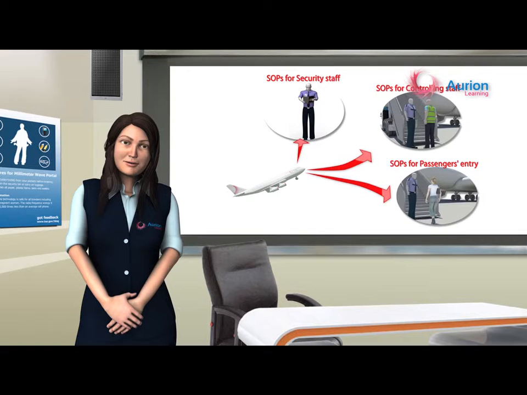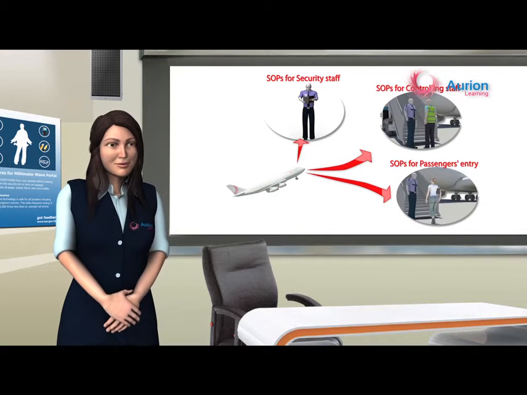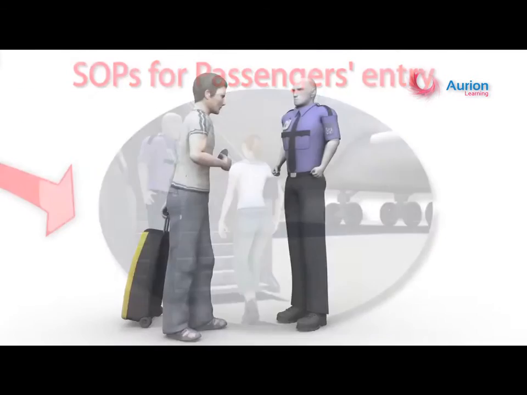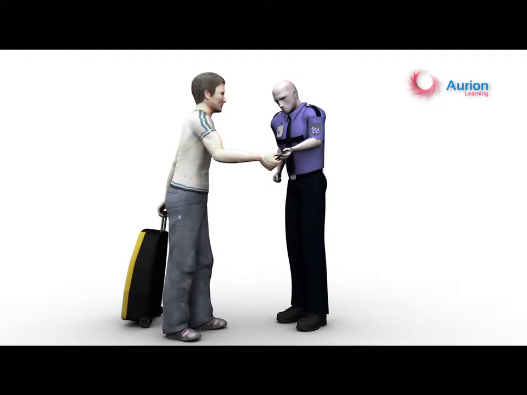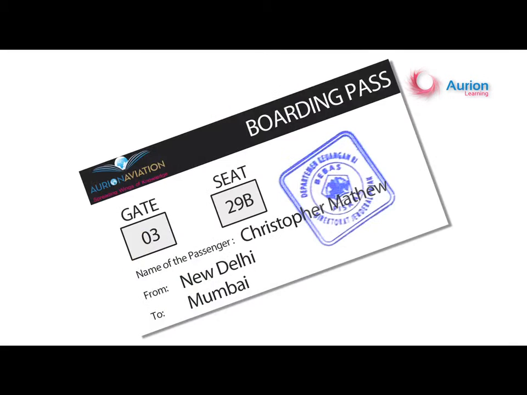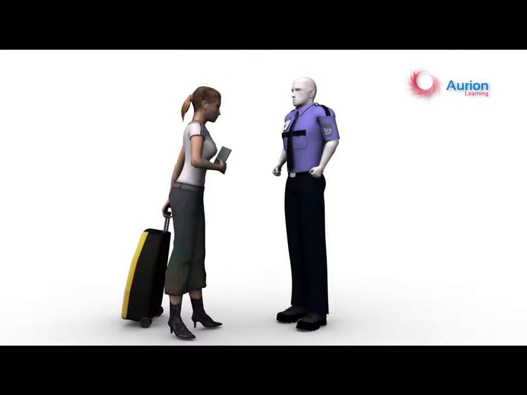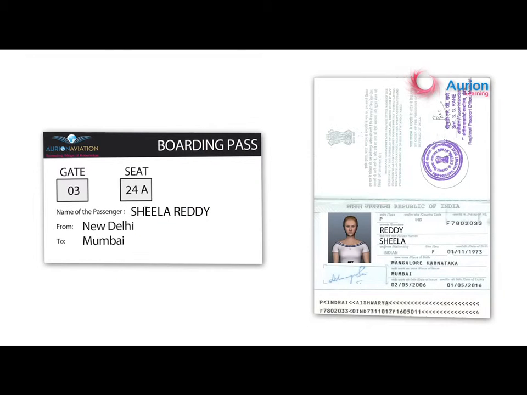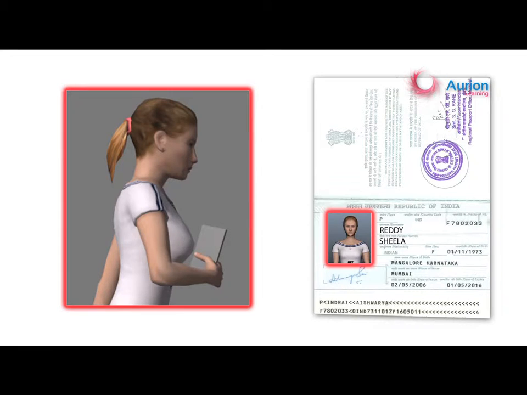The standard operating procedures for controlling the entry of passengers includes the following. The security staff should check the boarding cards for security stamp in case such a system exists. Otherwise, the security staff should match the name on the boarding card with the passport and match the photograph on the passport with the passenger.